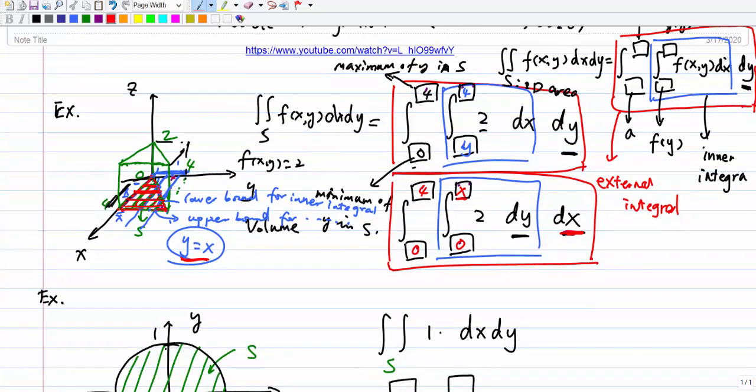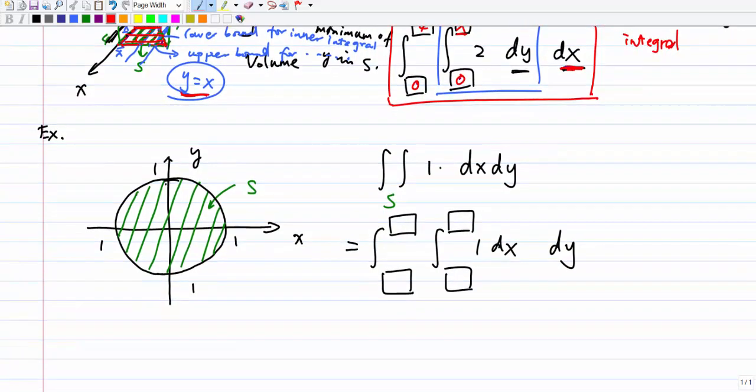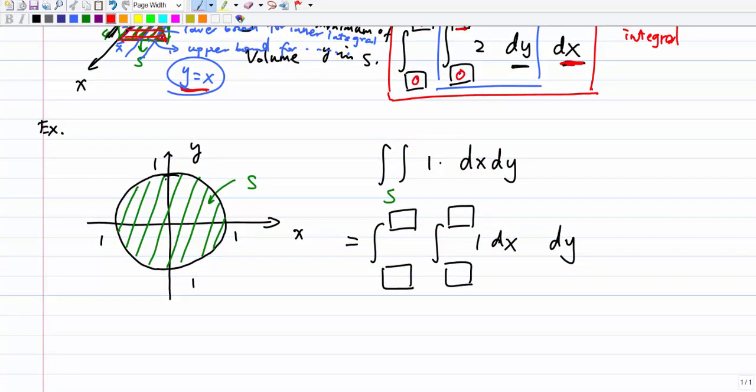Okay, now let's go back to this a little bit more complicated example. Let's say a region S is given by a circle, centered at the origin, with radius 1. So this goes from -1 to 1. I want to integrate, let's say, just 1 dx dy. You can have any function f(x, y); it doesn't have to be 1. This example is f(x, y) equal to 1.